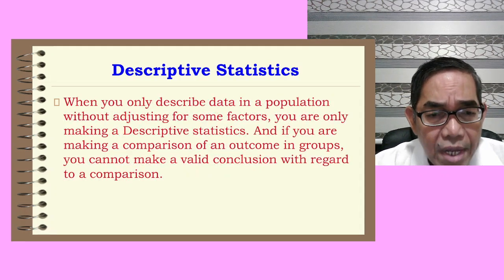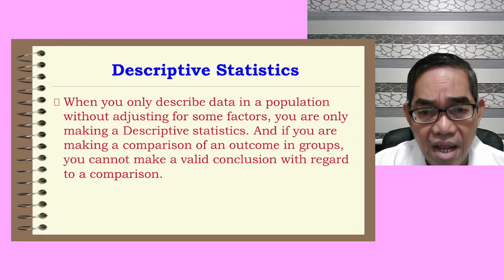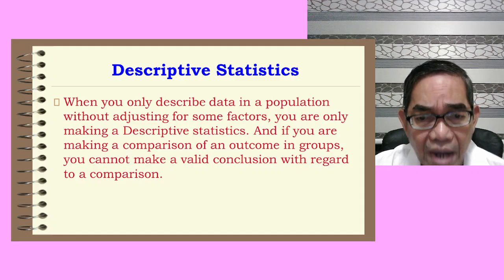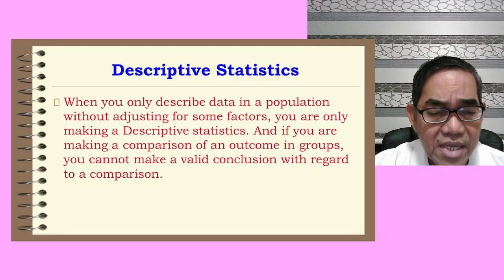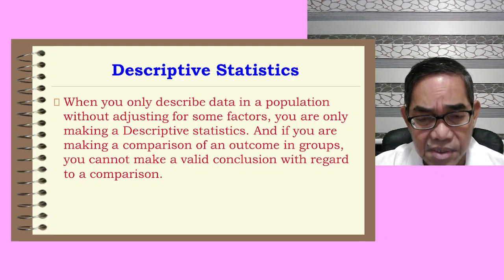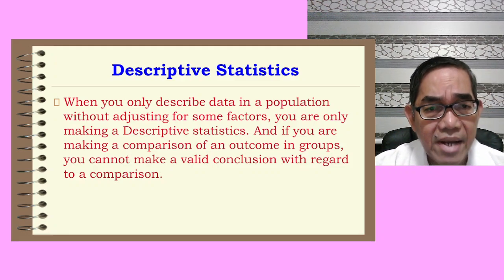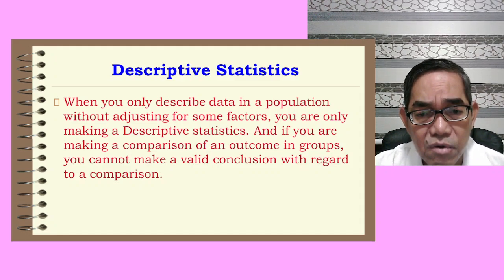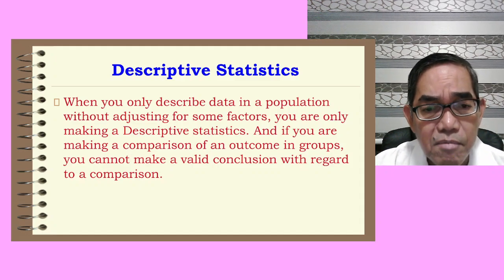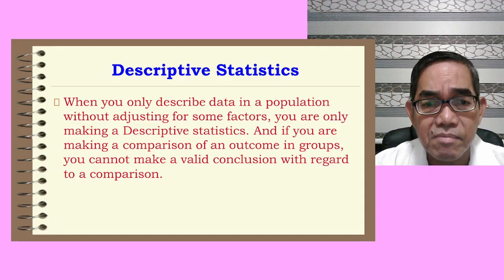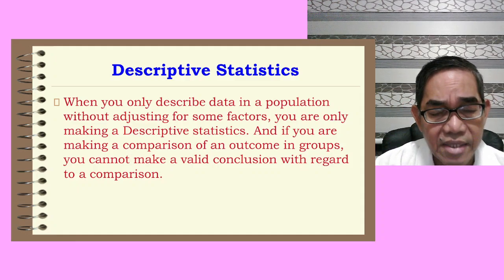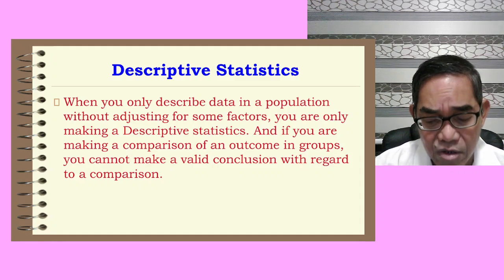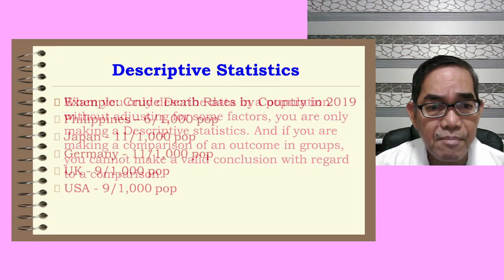Now, when we only describe data in a population without adjusting for some factors, you are normally making descriptive statistics. And if you are making a comparison of the outcome in groups, we cannot make a valid conclusion with regard to the comparison in descriptive statistics, because as we said, descriptive statistics does not intend to make a comparison. Let's give an example.